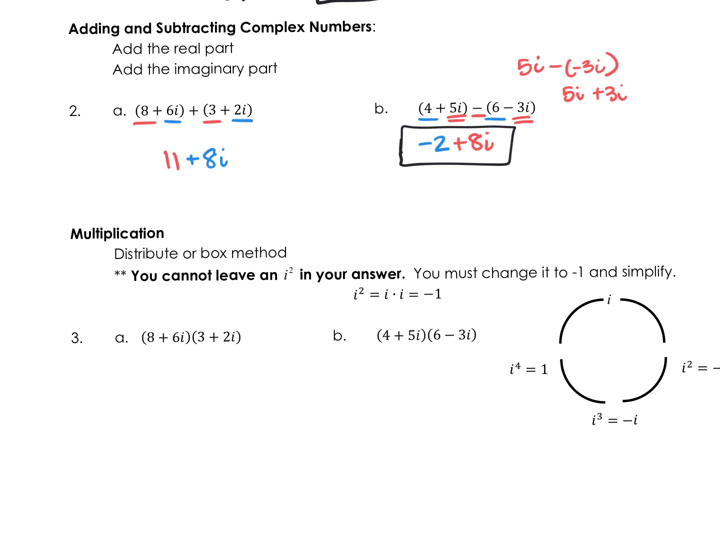So you're going to do 8 times 3, 8 times 2i, right? And remember, the i, just treat it like it was an x. So you can either distribute, use the box method, or you can FOIL. All of those are the same thing. So if we distribute, we're going to do 8 times 3 and 8 times 2i. So 8 times 3 will be 24.